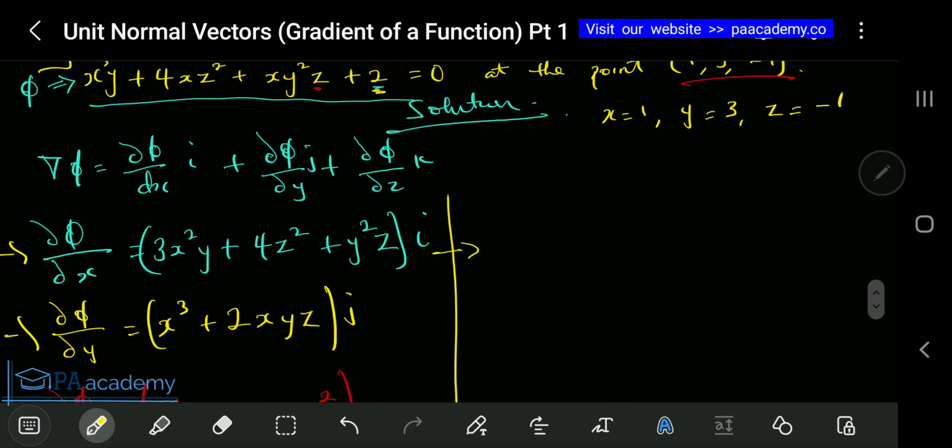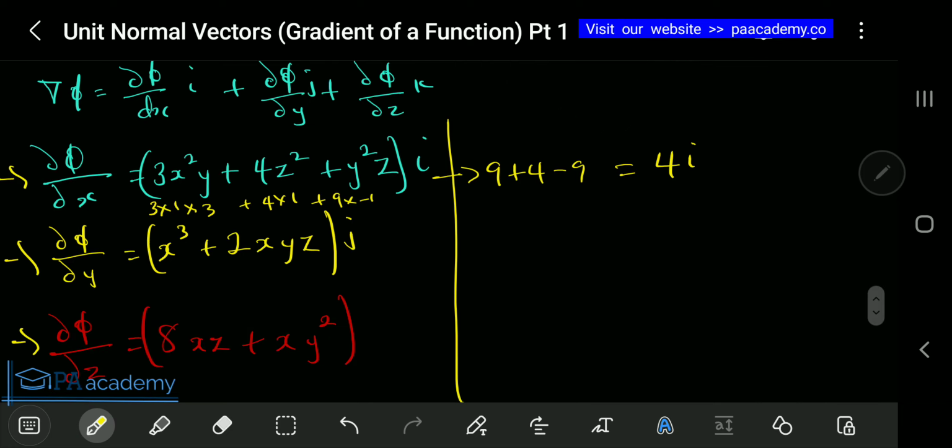Okay, so here we are going to be having 3 times x squared is 1 times our y is 3 times 3, okay, plus 4 times our z square is 1, then plus y square is 9 times -1. Okay, so let's put that in the calculator and see what we are going to get. So that would give us 9 plus 4 minus 9, and that will just give us 4i. So don't let us forget that.